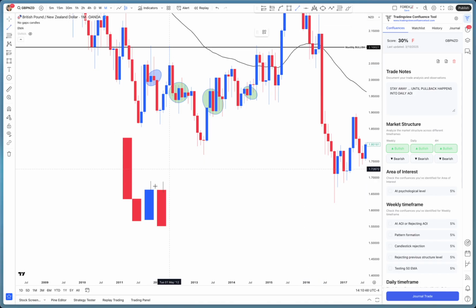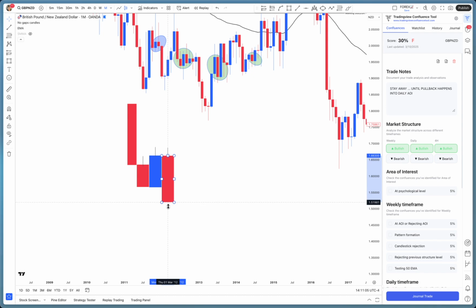That's annoying. Okay, so this is kind of how it would look. We'll make it look like this. There we go. So basically, and then the market continues to head in the downwards direction.